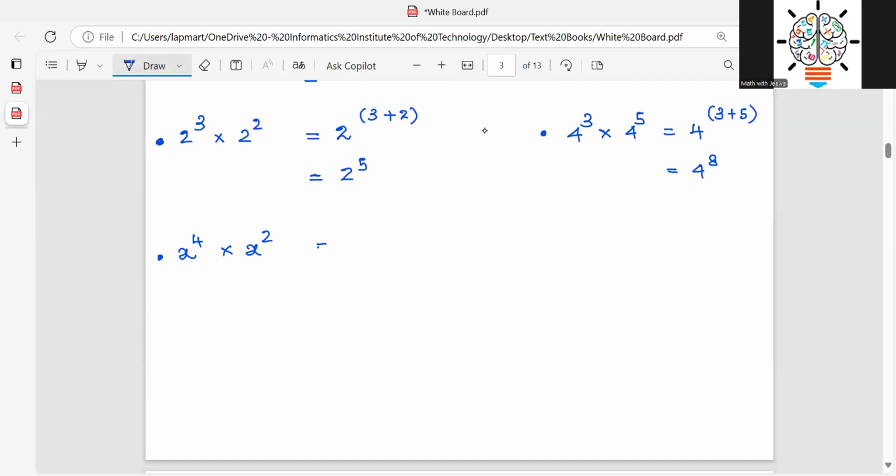Now, what is the answer? The same thing. The x is the same base value. It is a multiplication. So, what are you supposed to do? You can add the indices. So then here it is x to the power of 6. Right? X to the power of 6.